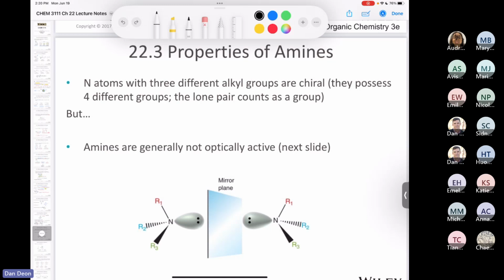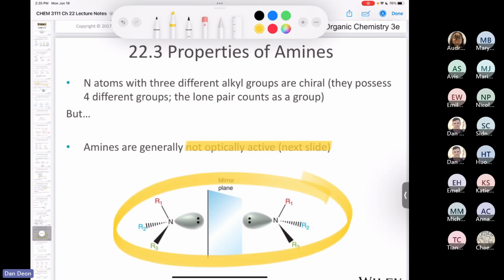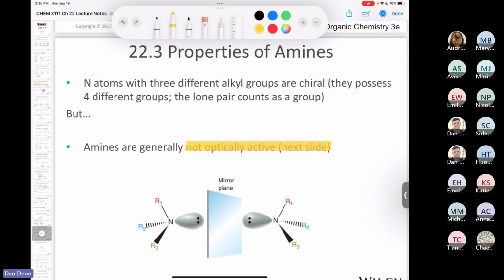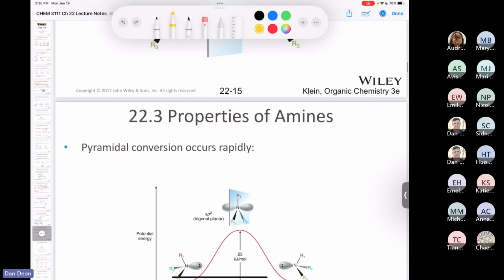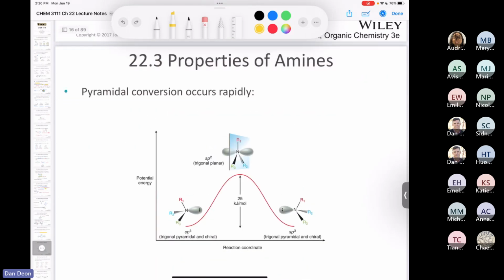The answer is the amines are not optically active. And why are they not optically active? The reason is because they invert between both of these, I guess you could call them kind of stereoisomers, via this trigonal pyramid really rapidly. So pyramidal inversion occurs so quickly and the barrier of inversion is so low that you get a mixture of both, and so the amine simply wouldn't be optically active.